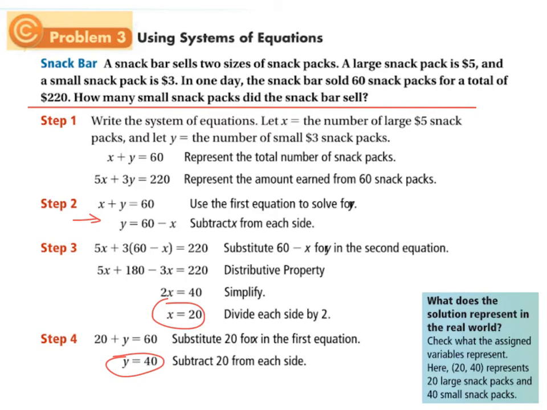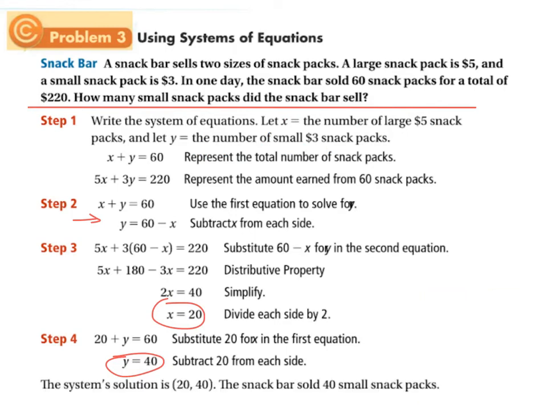And actually, let me go over this. Right here it says, what does the solution represent in the real world? Check what the variables stand for. Here, 20 comma 40 represents 20 large packs because X is the large packs, and 40 small packs because Y represents the number of small snack packs. So then you get the snack bar sold 40 small snack packs, because you've got to remember the question, how many small snack packs did they sell?